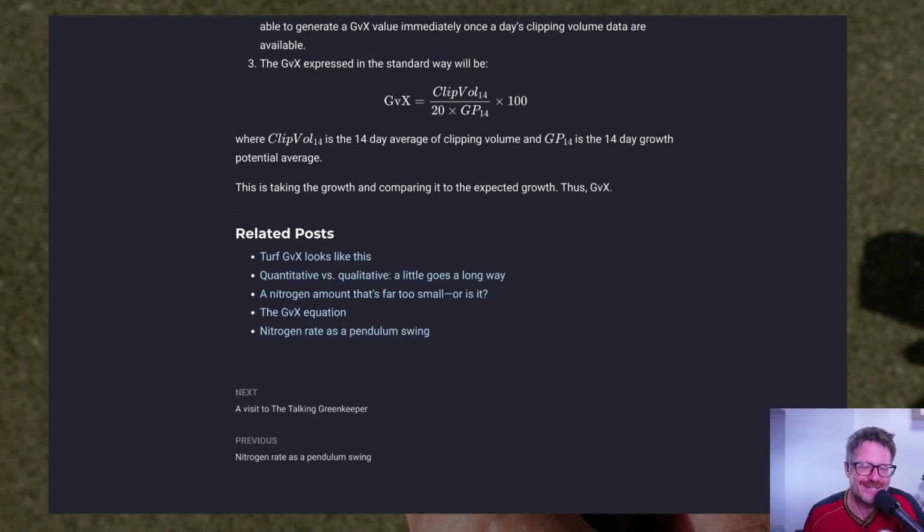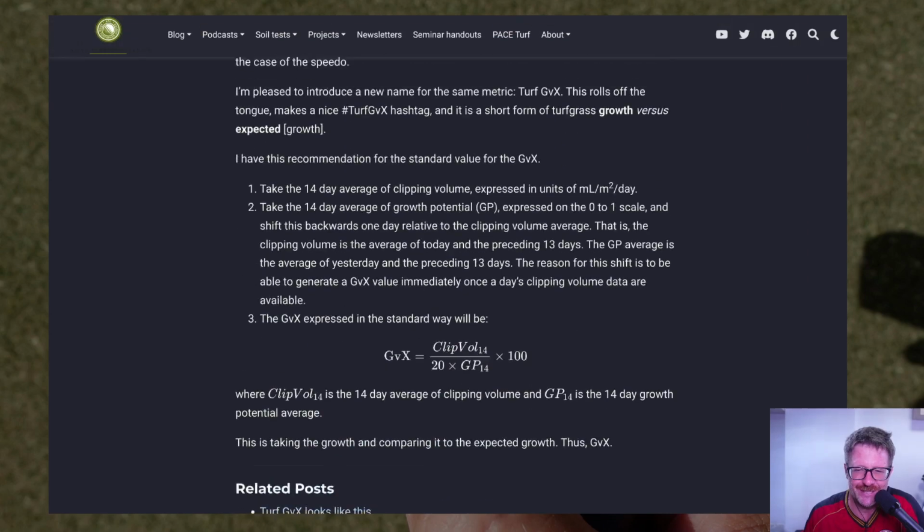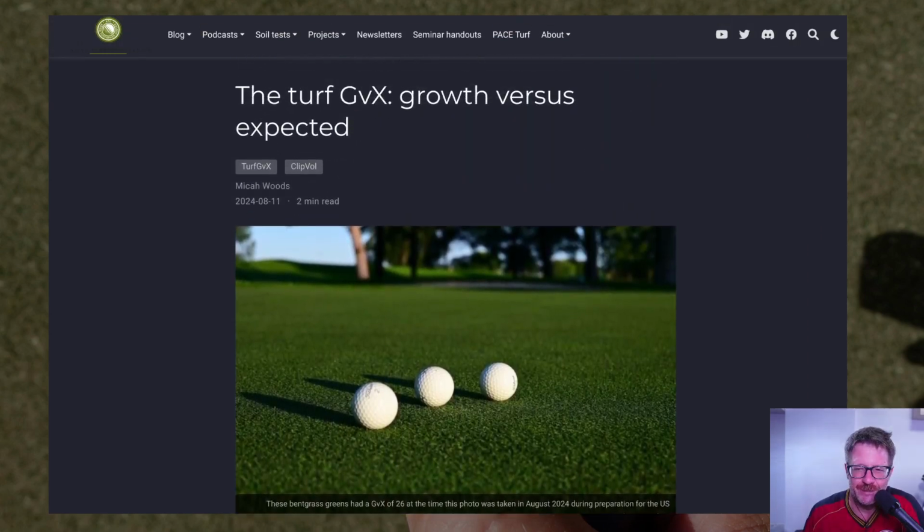I don't know. This is one that's kind of funny because it took me such a long time to understand what this meant and how it could be useful. And now once I understand it, it just seems so easy that we're measuring the growth. We measure the growth by the clipping volume, and then we compare it to how much the grass is expected to grow. When we get that from the growth potential, and the growth potential is something that we get from temperature.